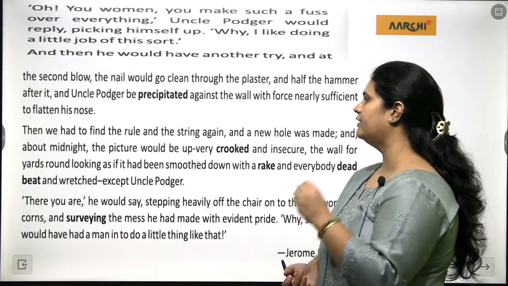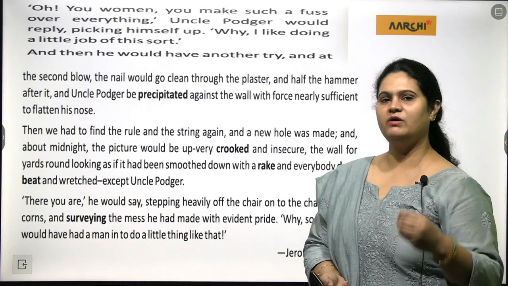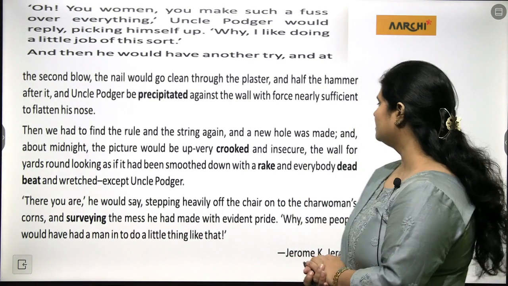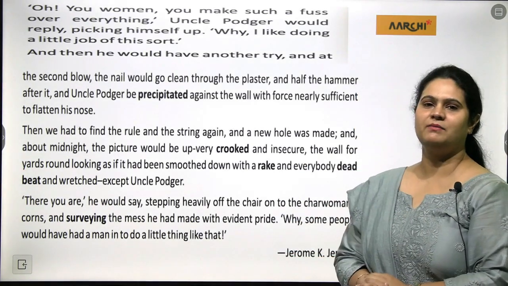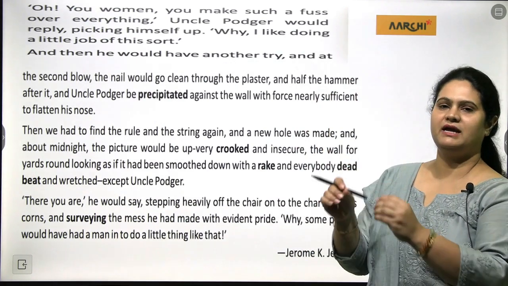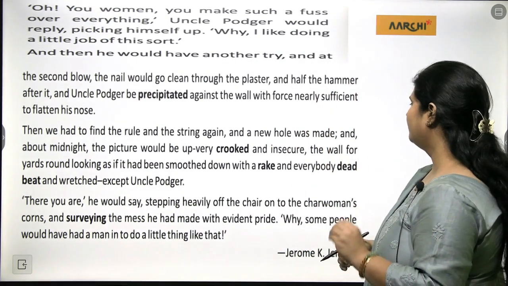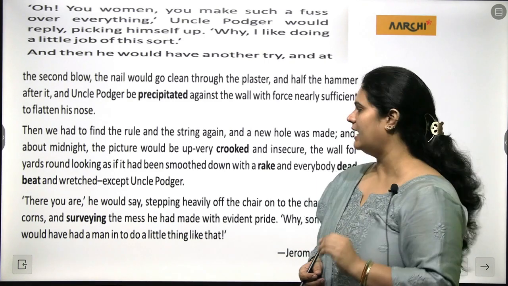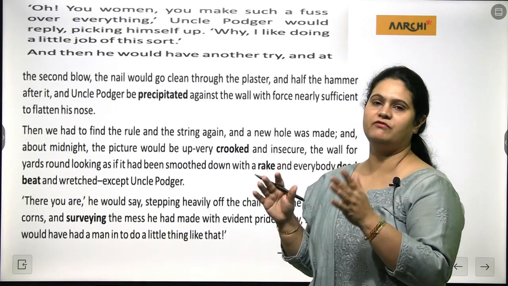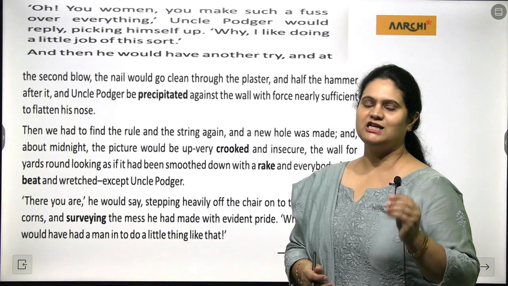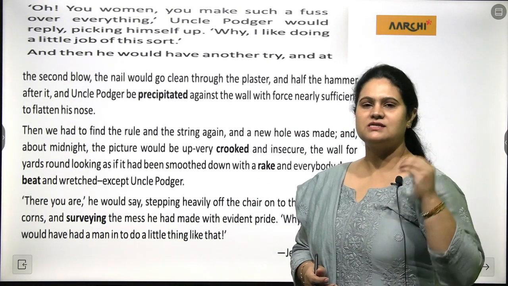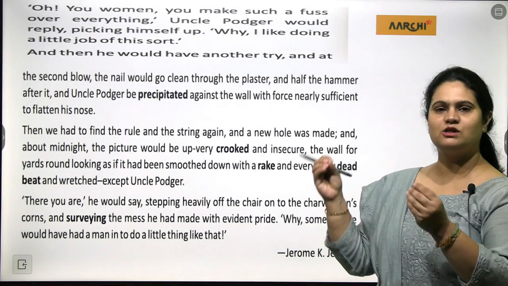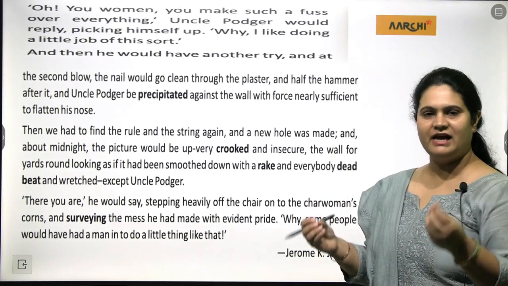Then we had to find the rule and the string again. Now it all began again. We had to find the ruler again and the string also, and a new hole was made. Now a new hole was made at a different place, and about midnight, the picture would be up. Finally the picture was up, but it was very crooked. It was out of place, right? And insecure, and it was not at all secure, it would fall off any moment.